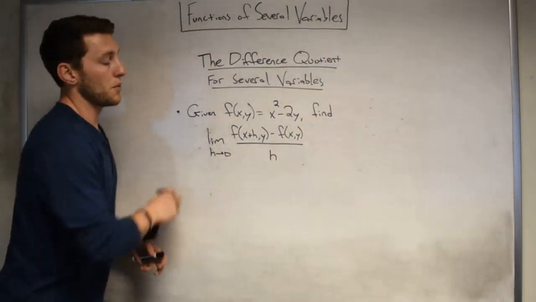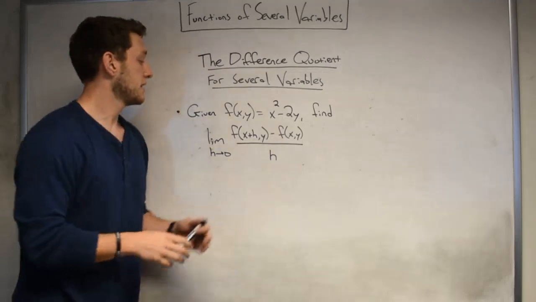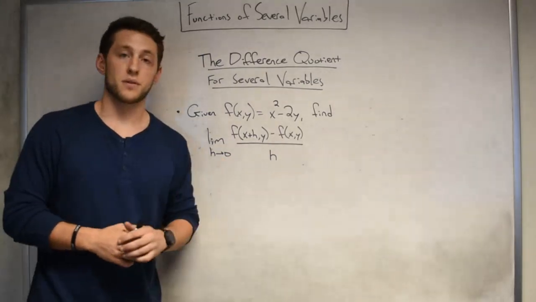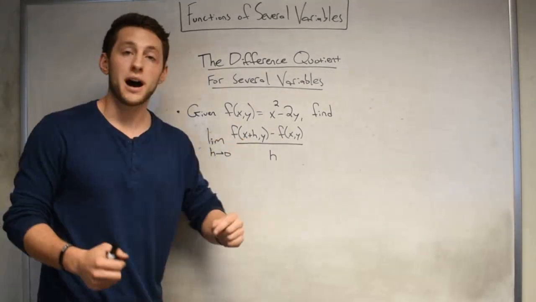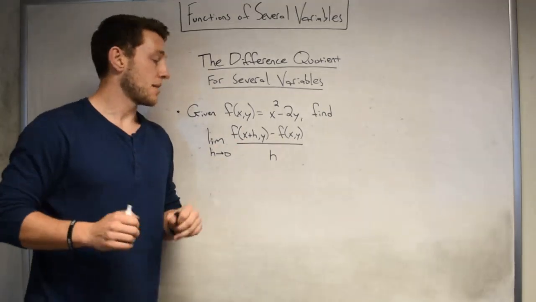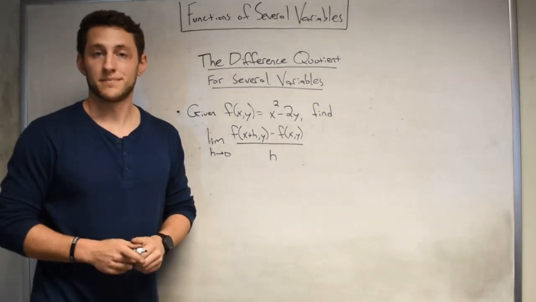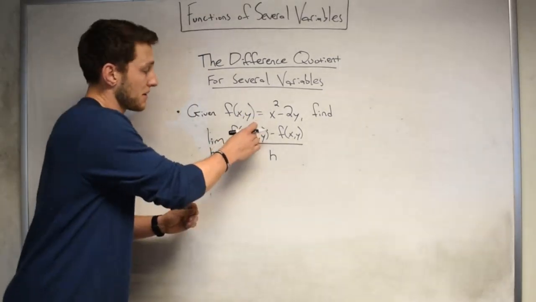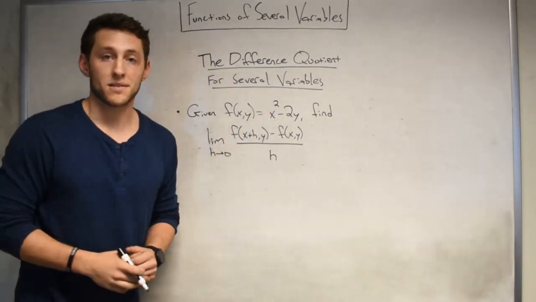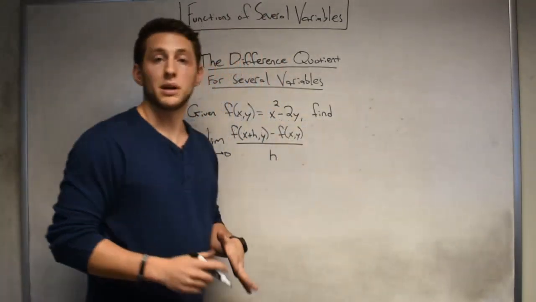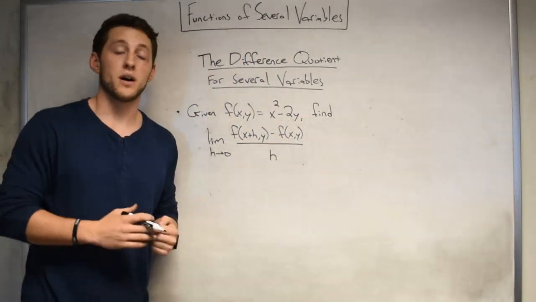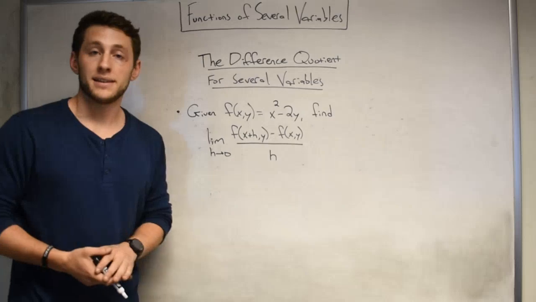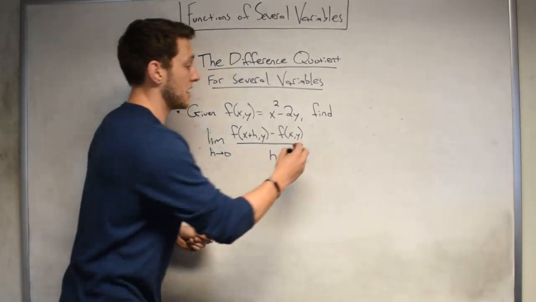Given f of x comma y equals x squared minus 2y, find the limit as h goes to 0 of f of x plus h comma y minus f of x comma y divided by h. Well, just like before, we're actually just going to plug in x plus h wherever you see an x. Over here, we would have plugged in y plus h wherever we saw a y. Up to then, it's just going to be some algebra beyond that.